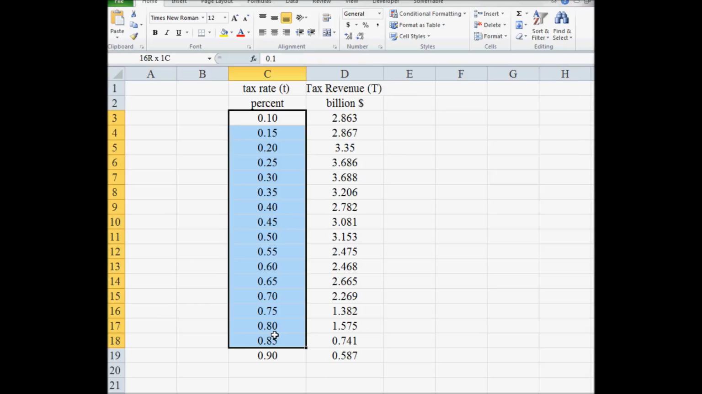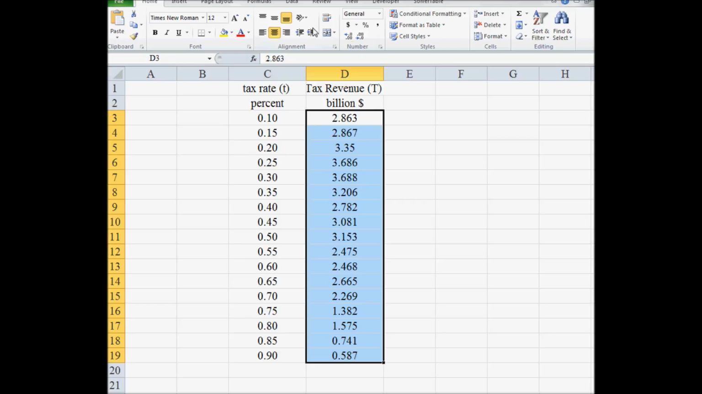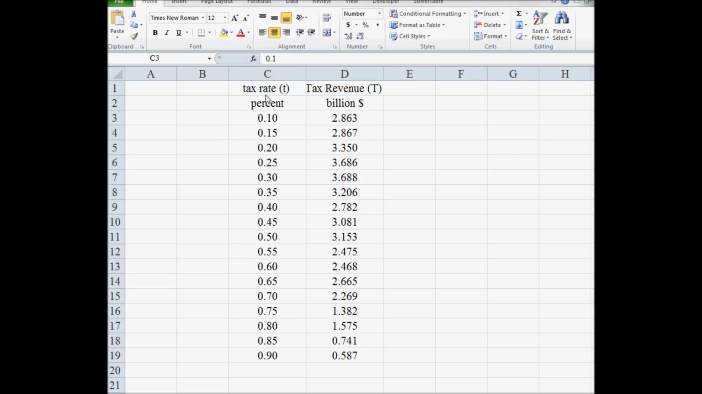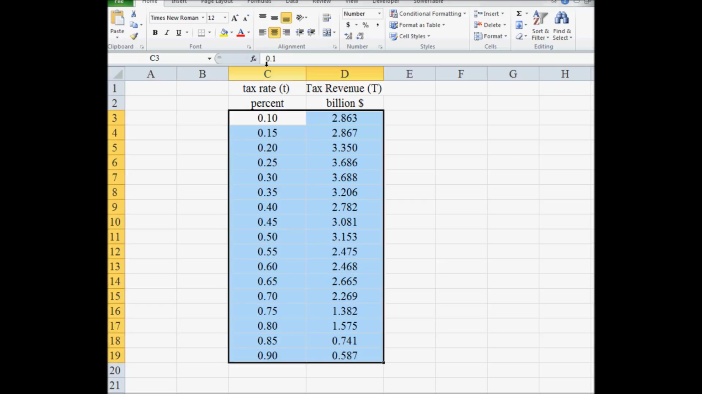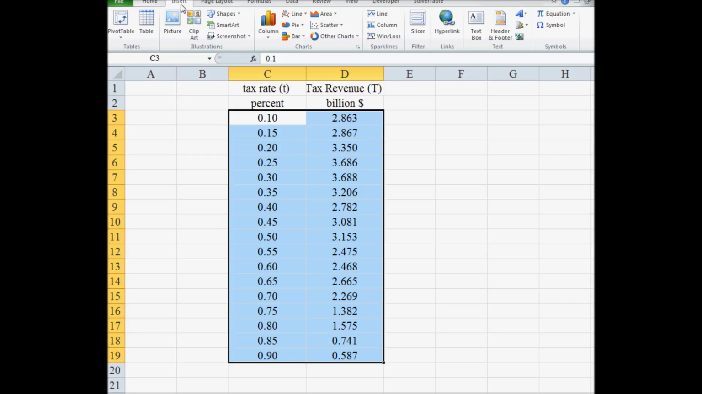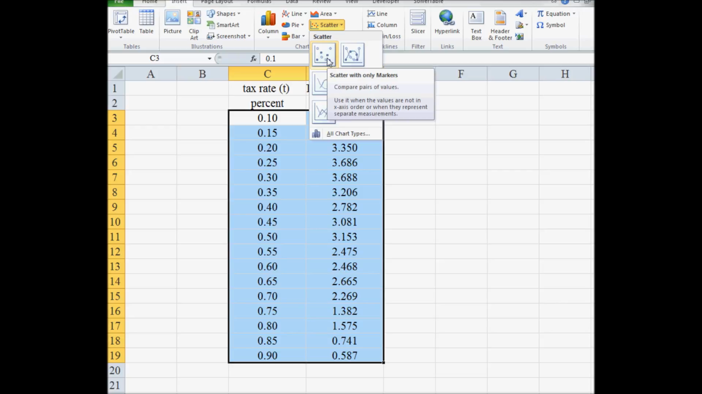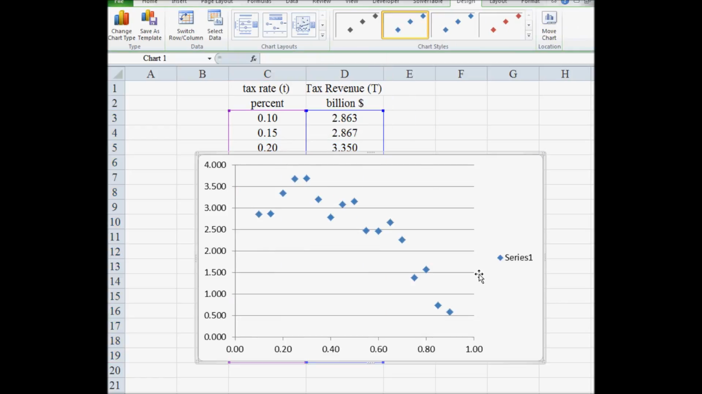So this is the tax rate in Krakosia, and this right here are the billions of dollars that are generated. To generate the scatter plot, we highlight the data. I have the tax rate in column C and the tax revenue that the tax policy generates in column D. Then I go up here to insert, and I want to pick scatter plot, just a plain one. Then I'm going to delete that right there.